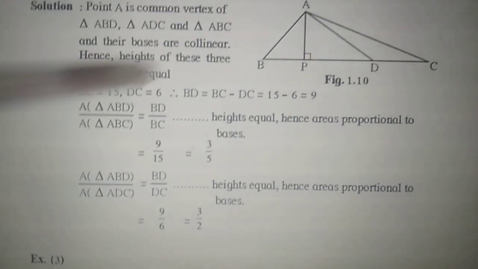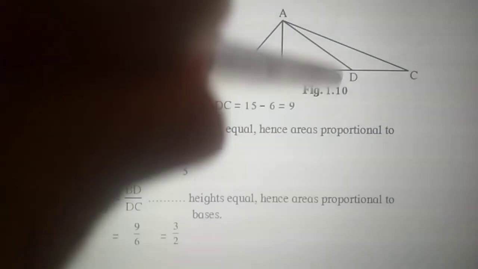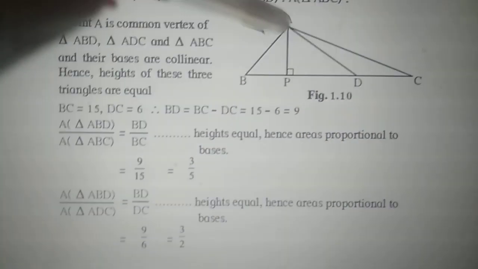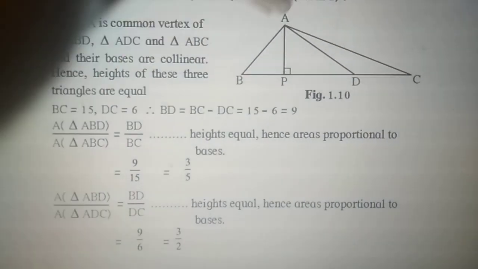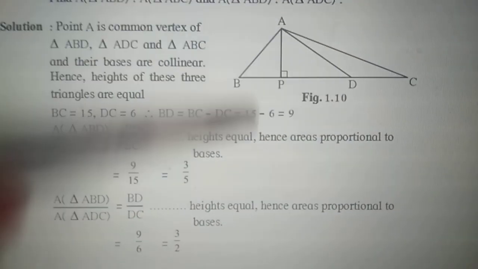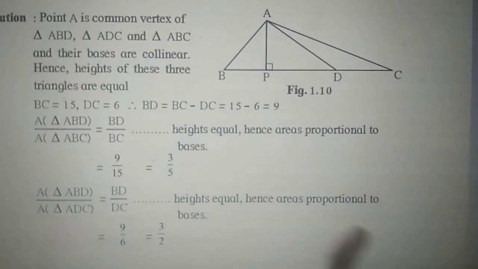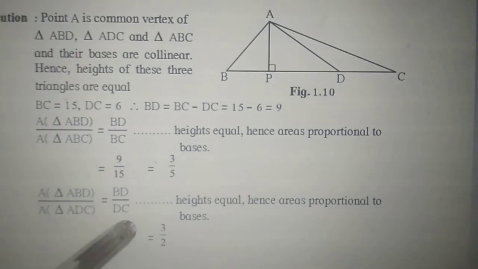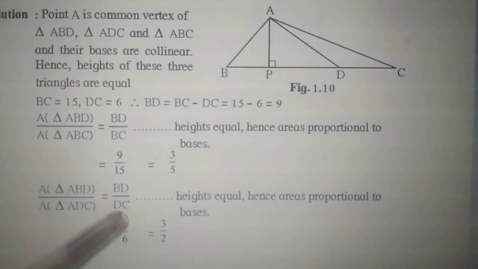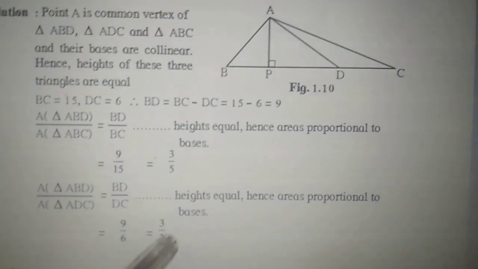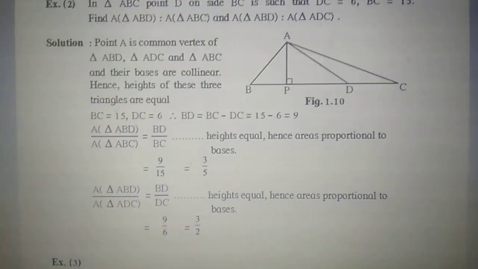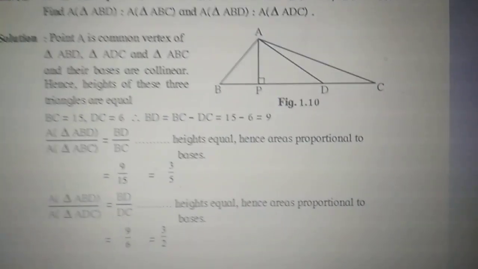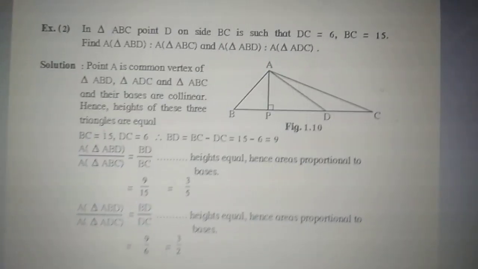Second, in the same example, the second part: we want to find area triangle ABD upon area triangle ADC. ABD is this triangle on the left side and ADC is on the right side. Both triangles have the common height with common vertex A. AP is the height. Therefore, height is equal, hence area is proportional to bases. Base of ABD is BD, of ADC is DC, that is 9 upon 6. 3 threes are 9, 3 twos are 6, so the ratio is 3:2. That is, the first answer is 3:5, the second one is 3:2. You got the answer, write it down.